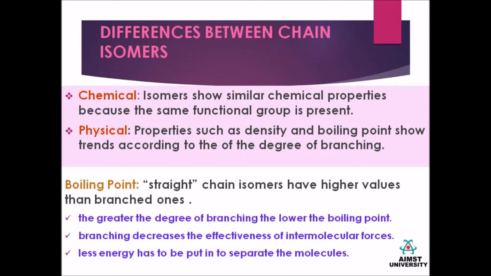Let's see what the reason is. The reason is branching decreases the effectiveness of intermolecular forces and less energy is required to separate the molecules. So branched isomers always have lower boiling points compared to straight chain isomers.